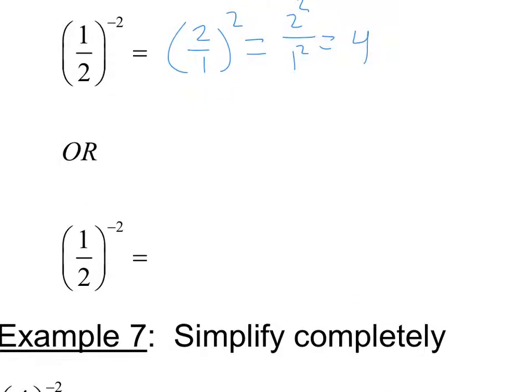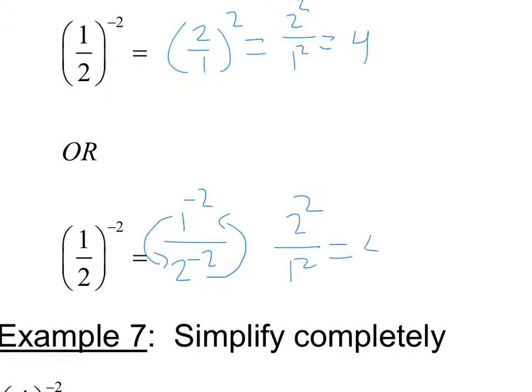I would never do this one, but this would be 1 to the negative 2 over 2 to the negative 2. Well, to make this positive, I move it up. To make this positive, I move it down. So you still get the 4. The only thing we need to know is if it's in the bottom, to make it positive, move it up. If it's in the top and it's negative, to make it positive, you move it down. Okay?